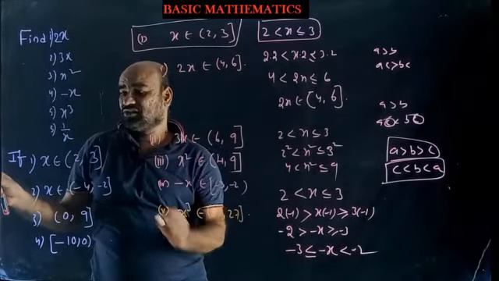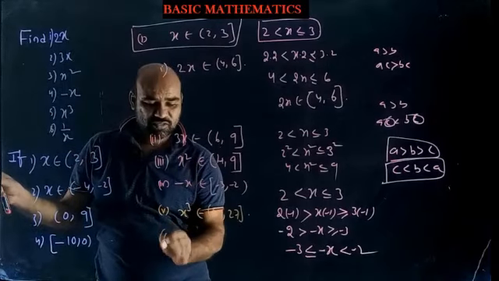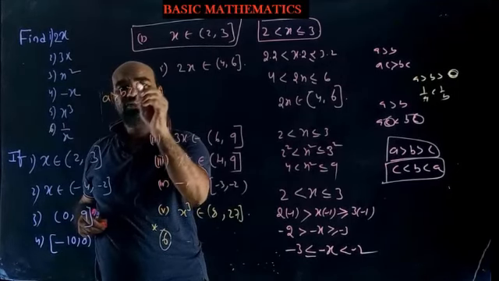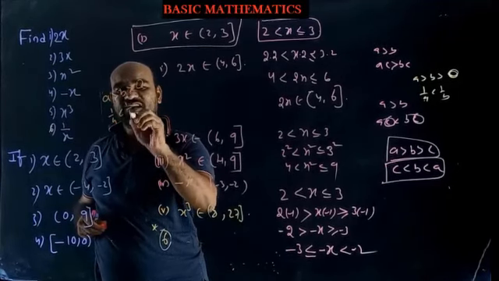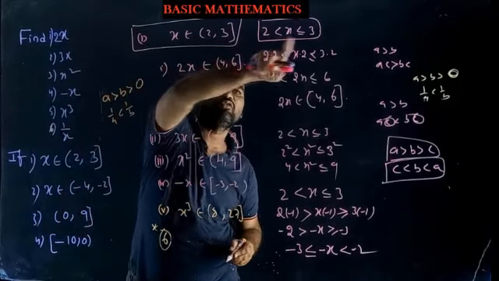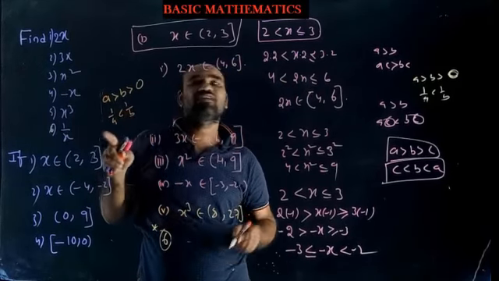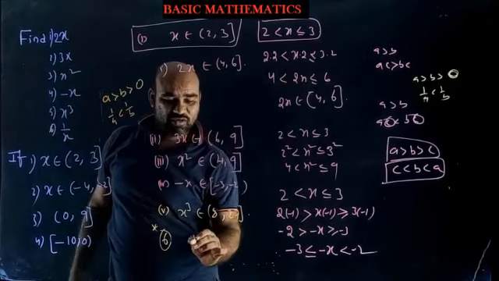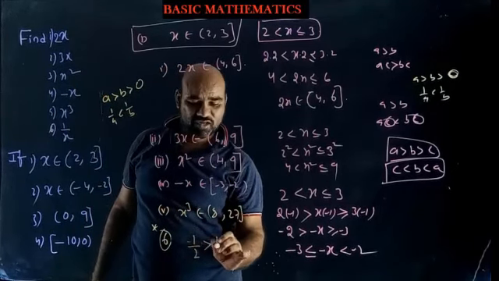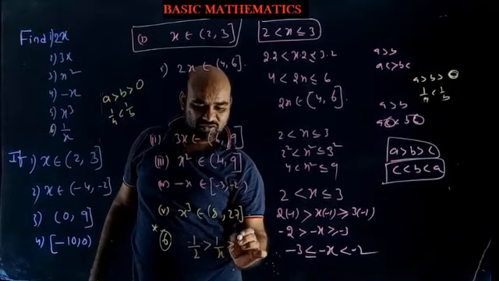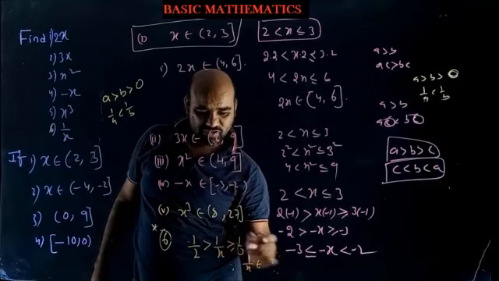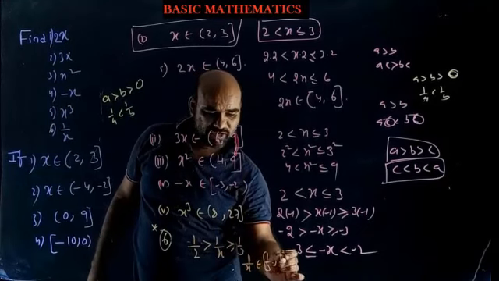Now this is the sixth one, an important one. You should put star marks for that. 1 by x: we know that if a > b > 0, then 1 by a is less than 1 by b. Here x lies between 2 and 3, so both are positive. Directly, take reciprocals: lesser becomes greater. 1 by 2 > 1 by x ≥ 1 by 3. Or directly I can write 1 by x belongs to closed 1 by 3 to open 1 by 2.